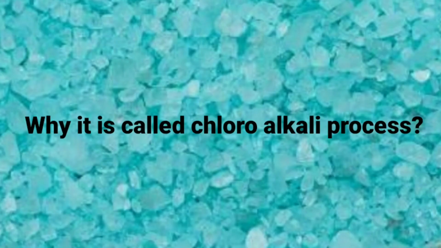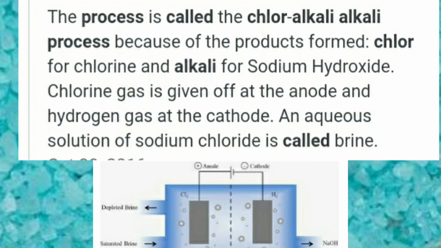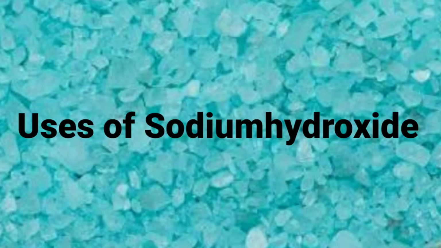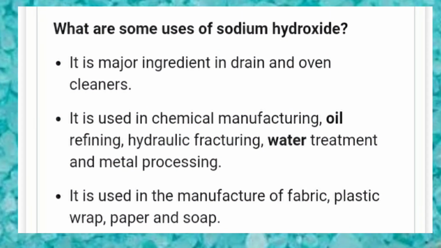Why is it called the chloroalkali process, children? This process is called chloroalkali because of the products formed. Chlor means chlorine and alkali is for sodium hydroxide. You all understood, children? So that is the reason why this process is called the chloroalkali process. Then what are the uses of sodium hydroxide? Uses are, first, it is the major ingredient in drain and oven cleaners, children.